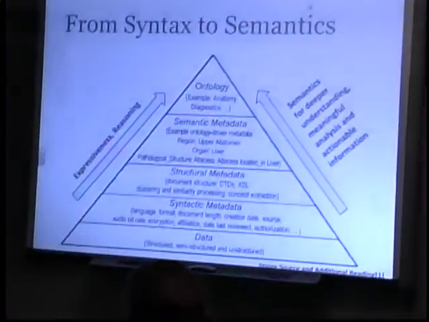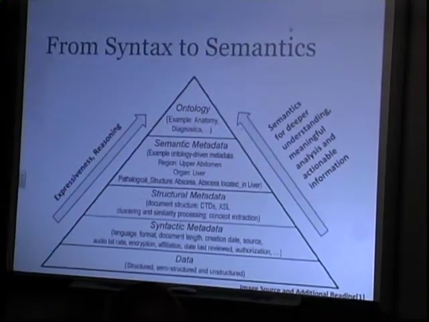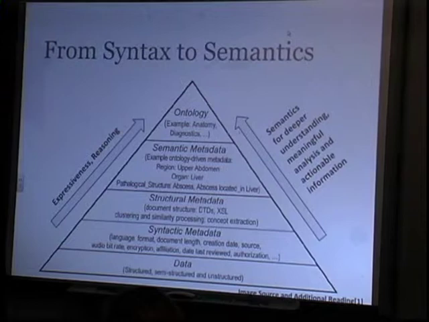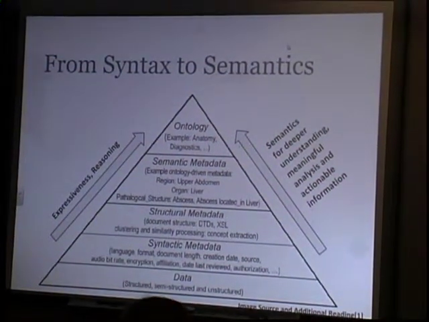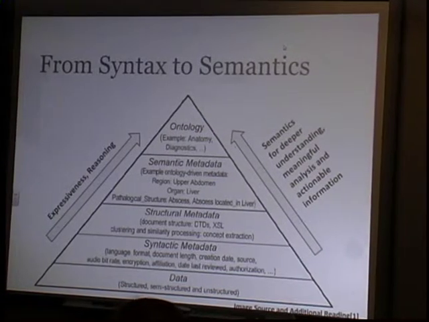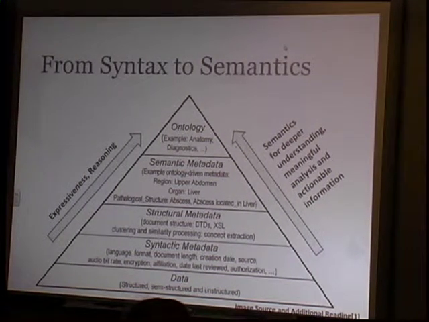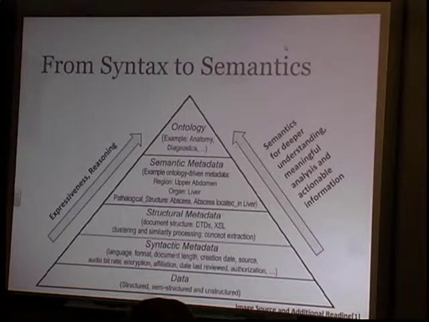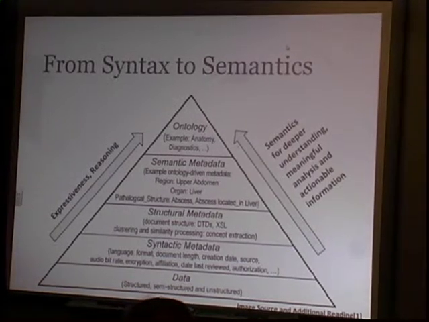So we started with the syntactical metadata, which is, if you consider any document, when was the document created, what kind of document it is, and the author of the document, and things like that. That's syntactic metadata. So we've moved from that to semantics, which is giving us more information about the domain, which will help in intelligent information retrieval.